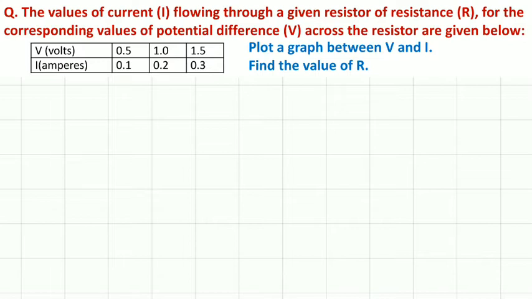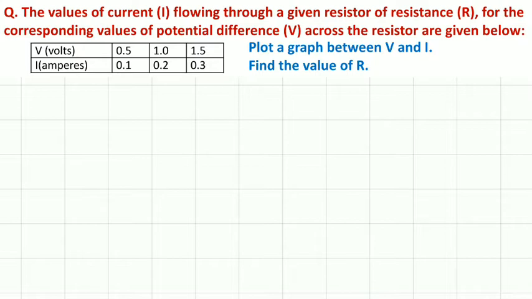Here is our first question on the screen. The values of current I flowing through a given resistor of resistance R for the corresponding values of potential difference V across the resistor are given below. Plot a graph between V and I, find the value of R. So here a table is given. On the basis of this table, we have to plot a graph between V and I.